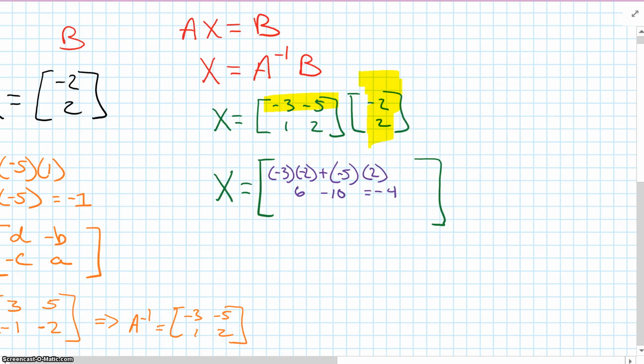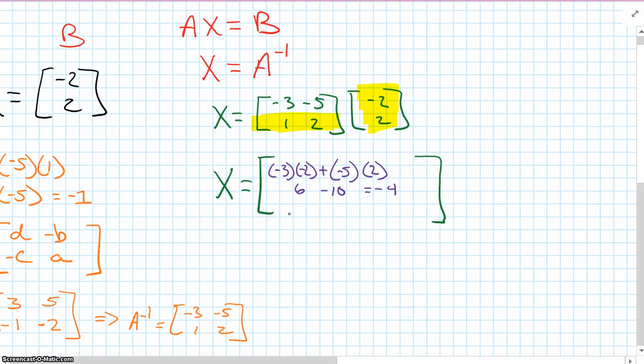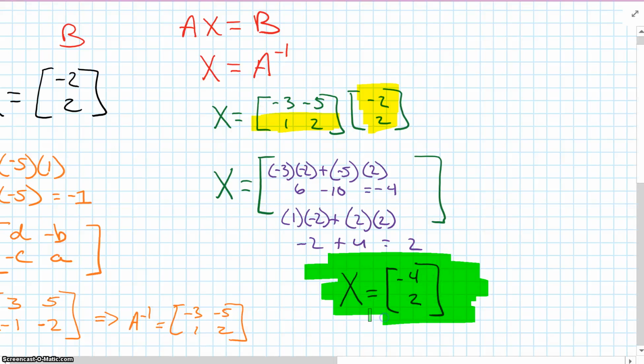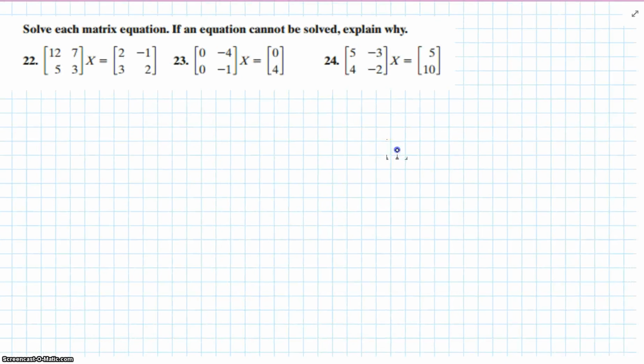The lower half of this is second row times first column. So that's 1 times negative 2 plus 2 times 2. That's negative 2 plus 4, which is 2. So my matrix X is negative 4, 2. That's the answer to the first example. Matrix X is negative 4, 2. All right, next example. Let's just do one of these.